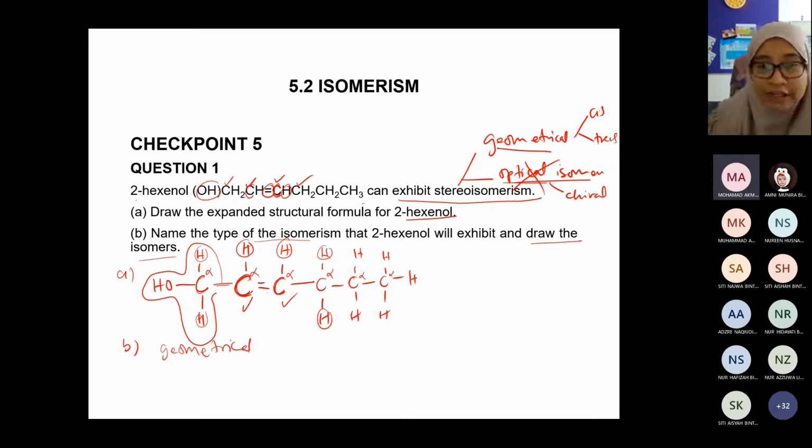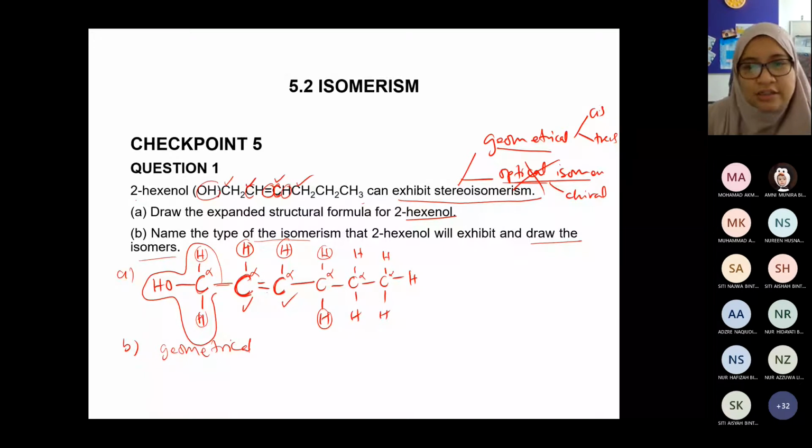You have to. It says draw the isomer. So you have to draw in terms of cis and trans. Okay? So definitely you have to show the cis and trans structure. Okay, cis and trans structure.